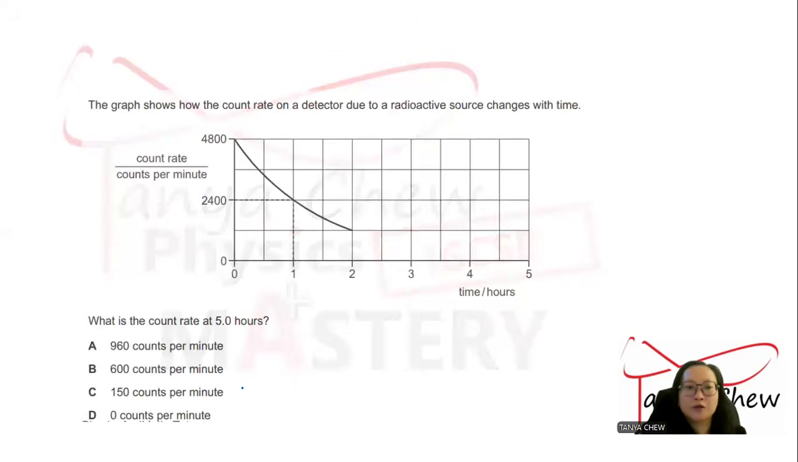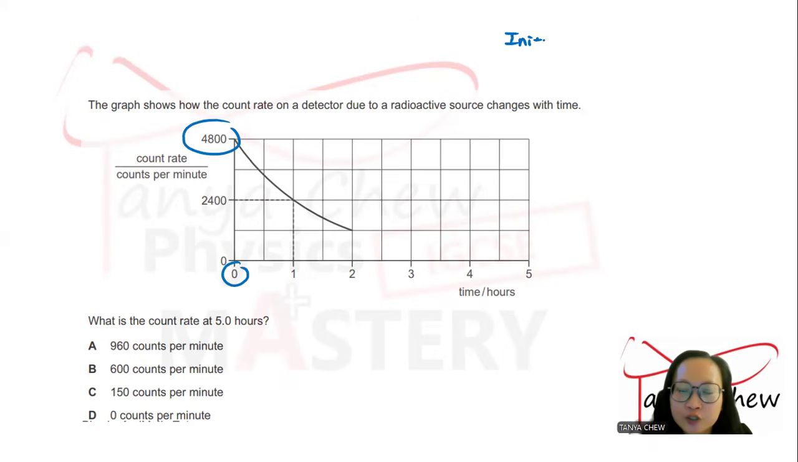Now the next one. The graph shows how the count rate on the detector due to the radioactive source changes with time. What is the count rate at 5 hours? It seems that the graph is incomplete. Don't ever draw on the graph. Don't draw. Okay? Now, first thing, you take the initial count rate when time is equal to 0.